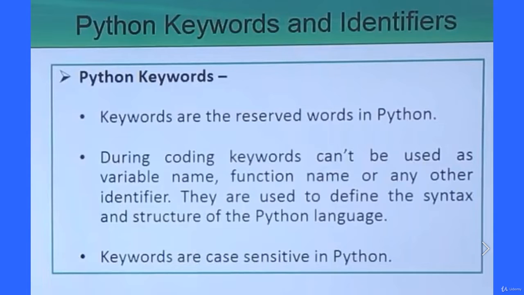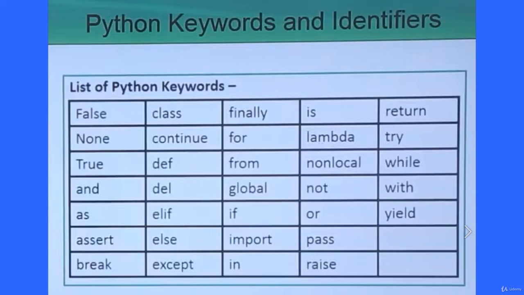So in our Python tutorial, we will be using almost all keywords in different sections as when required. So keywords are case sensitive in Python. So this is the list of different keywords available, and you can find that here we are having 33 keywords. So 5 columns are there, and 7 rows are there. So here we are having 33 keywords, and all these keywords will be discussed in the next videos as when required, because without them we cannot write our code.